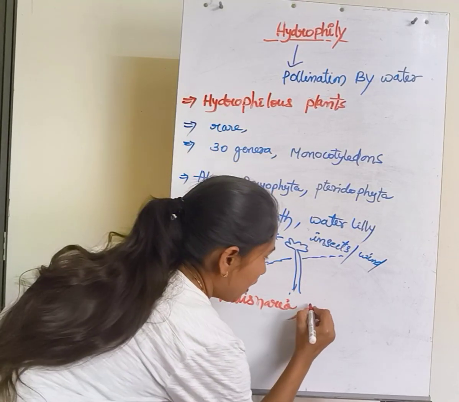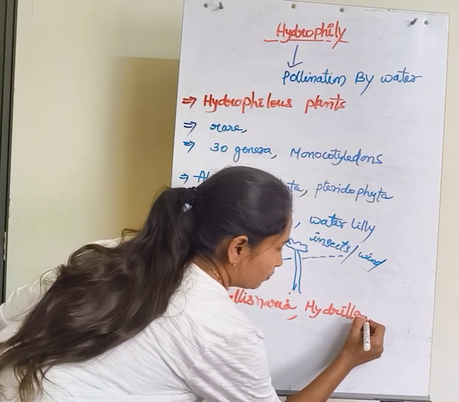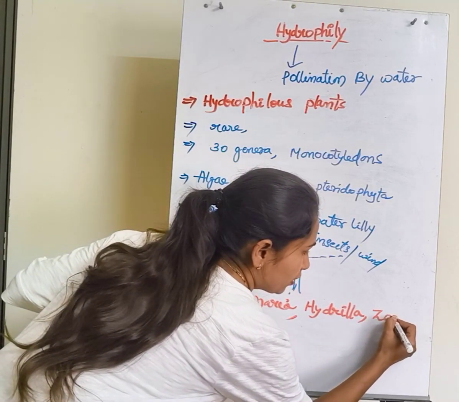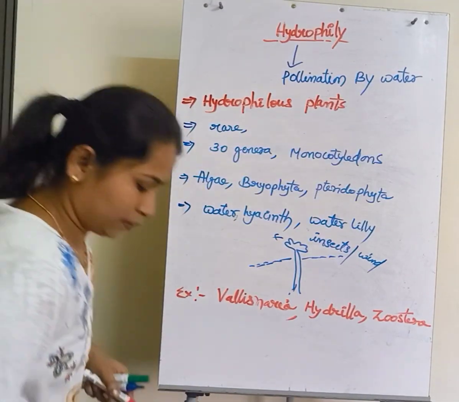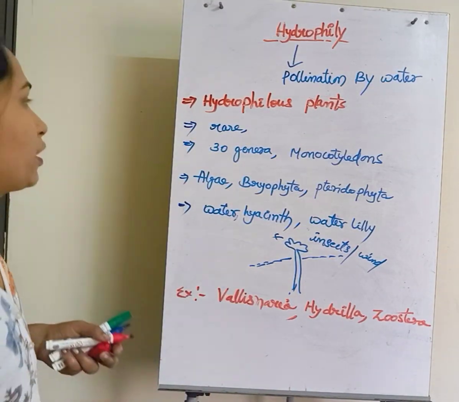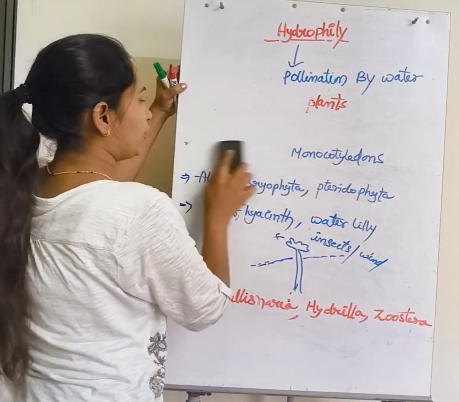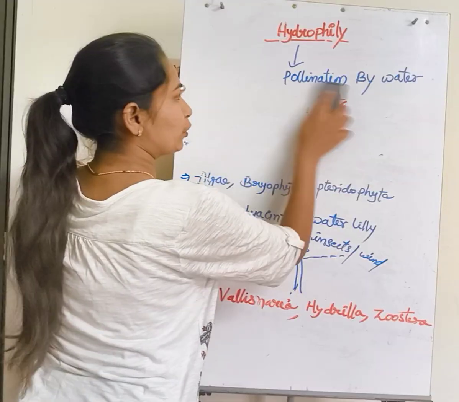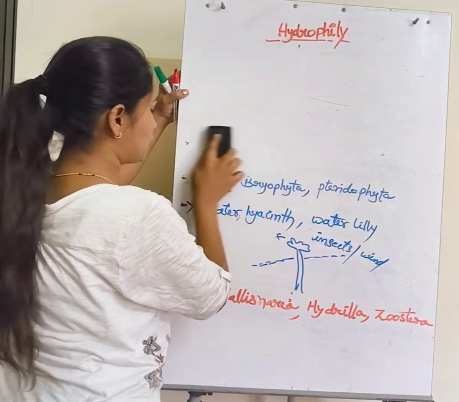Hydrilla and Zostera. Next, hydrophily pollination is of two types.